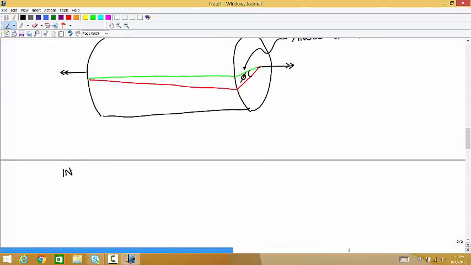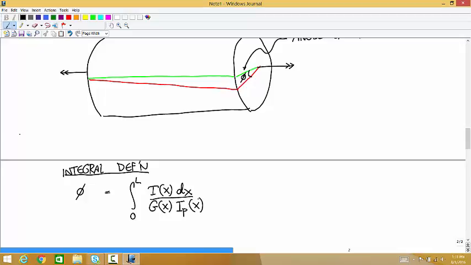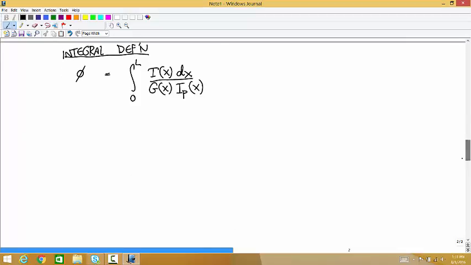To calculate that, the integral definition says phi is equal to the integral over the length of the torsion member of the internal torque dx over G of x times the polar moment of inertia, where G is equal to E over 2 times 1 plus nu.